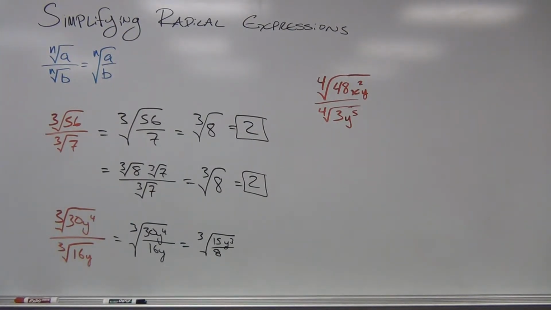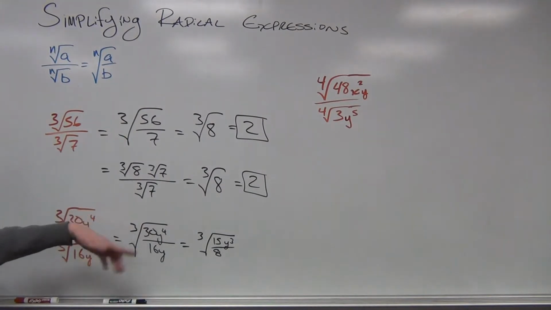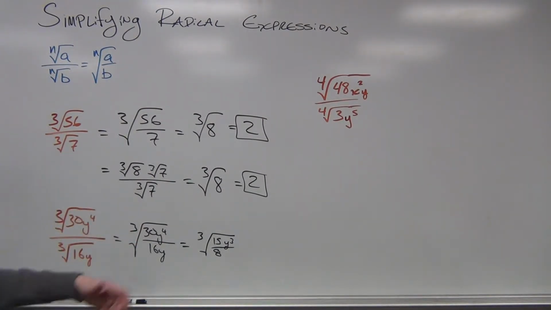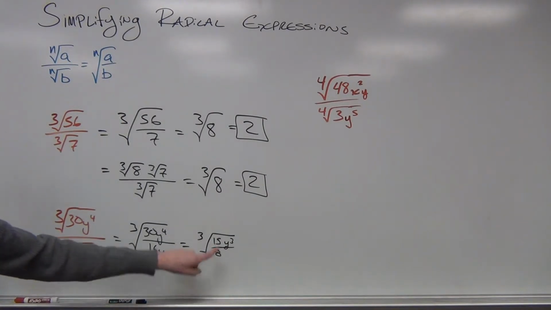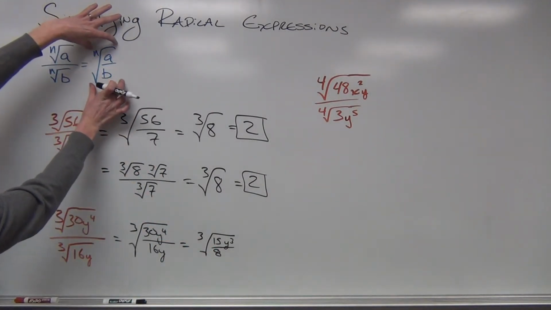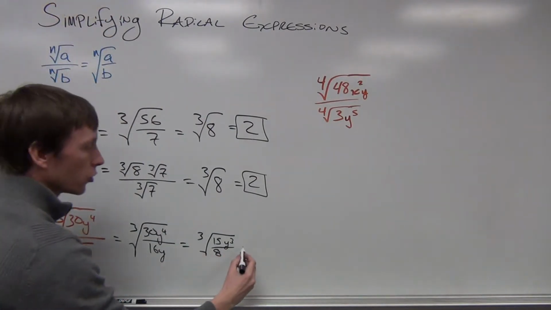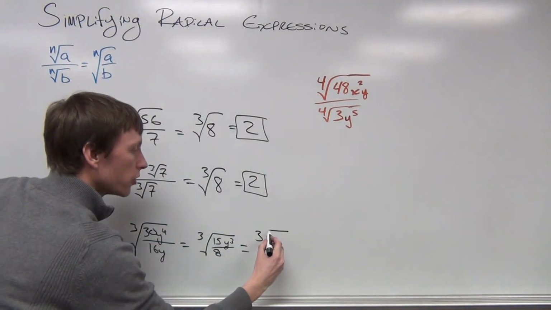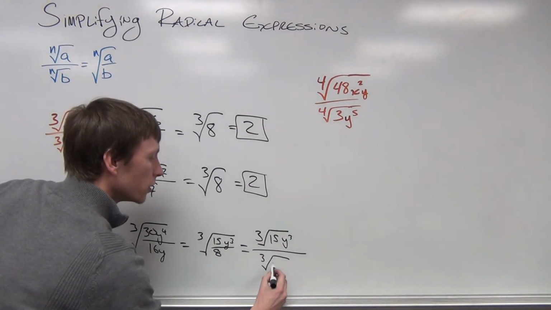When we're simplifying a radical expression, we need to make sure that we have no perfect powers with relation to the index, so no perfect cubes, and no fractions under the radical, and also no radicals in the denominator of a fraction. So we are actually going to have to take this and split it back up from a single fraction under a radical to a fraction of 2 radicals. So watch how we do this. This will end up as the cube root of 15y cubed and the cube root of 8.